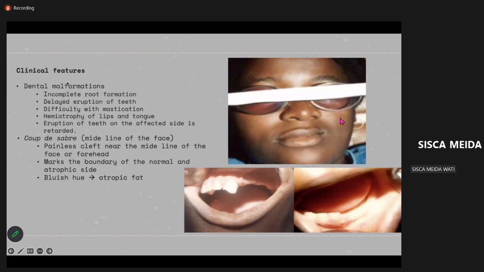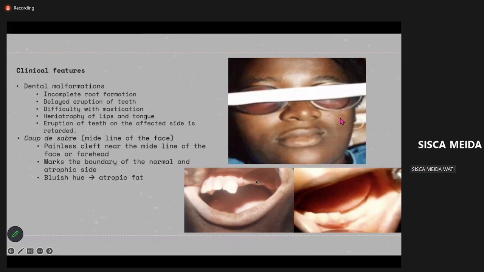Okay, and of course in the oral cavity you will also see manifestations like dental malformations, like incomplete root formation, delayed eruption of the teeth or no teeth at all, and the patient will feel difficulties in mastication. In hemiatrophy conditions, the eruption of the affected side could be retarded.